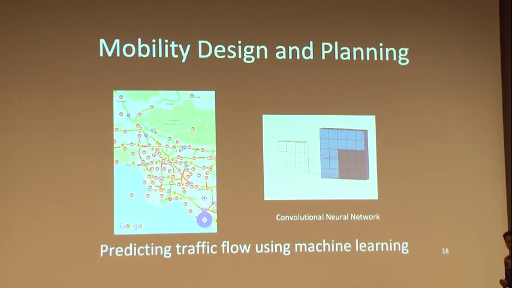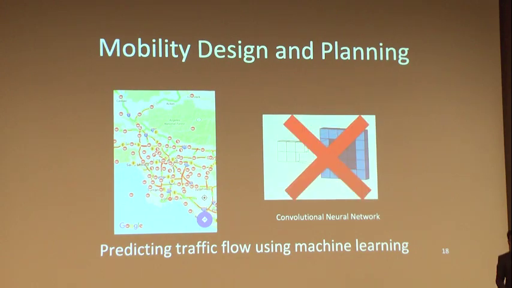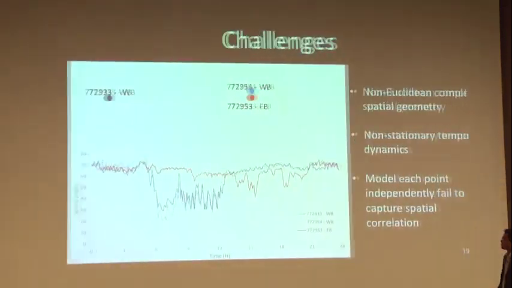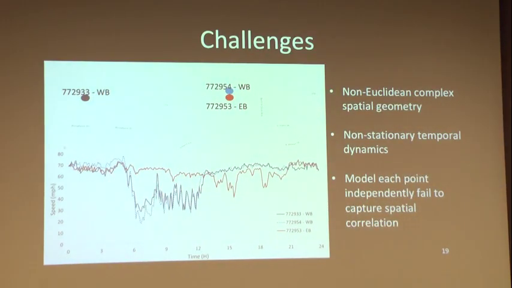If we ignore the non-Euclidean property of the data, we can take the image of the traffic, and it's all red. Can we do a convolutional neural net on top of it and be done with it, because it's an image and we see this image, right? No. Why? Because the spatial correlation is a little different. Can I explain that with this example?